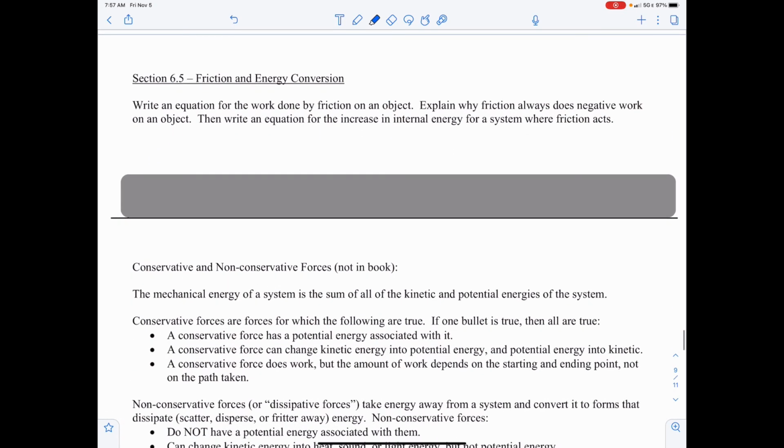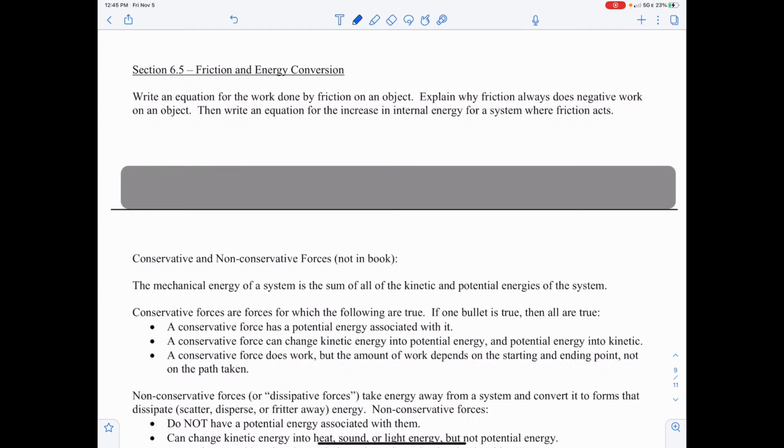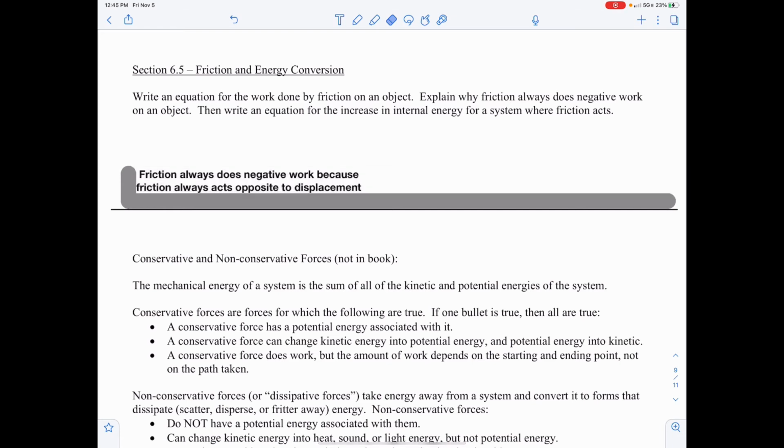Section 6.5, friction and energy conversion. Write an equation for the work done by friction on an object. Explain why friction always does negative work on an object, then write the equation for the increase in internal energy for a system where friction acts. Well, let's take a look at the second part of this, where we're explaining why friction does negative work. Friction always does negative work because friction opposes displacement.